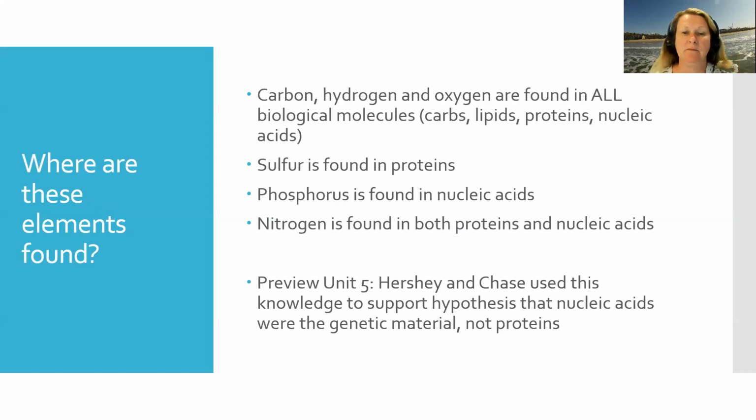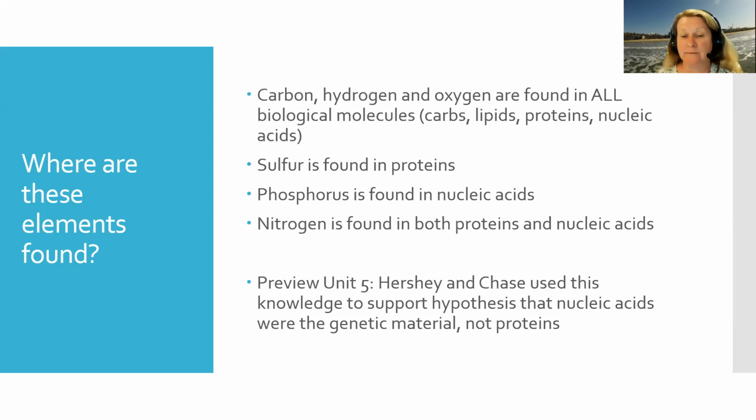Now, probably most important is to understand where these elements are found specifically. Three of them, carbon, hydrogen, and oxygen, are found in all biological molecules: in carbs, fats, proteins, and nucleic acids. All of those have carbon, hydrogen, and oxygen. Sulfur is primarily found in proteins. Phosphorus is primarily found in nucleic acids. And nitrogen is found in both proteins and nucleic acids.